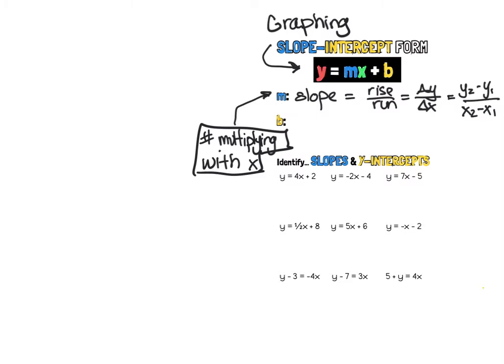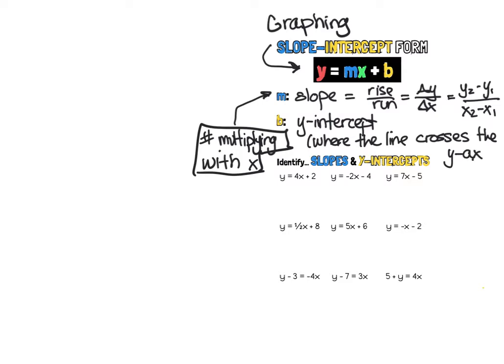Now, B is the intercept part of this form. It is the plus or minus number, the number adding or subtracting with x, and we call this our y-intercept. All right, and the y-intercept is where the line crosses the y-axis. All right, and we identify this by figuring out which number is adding or subtracting from x.